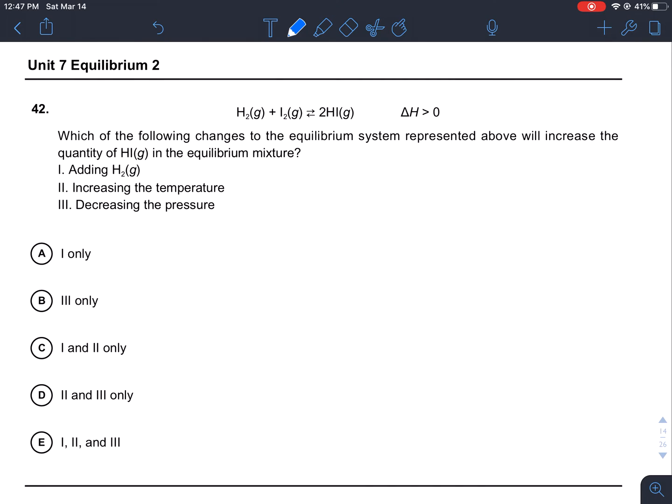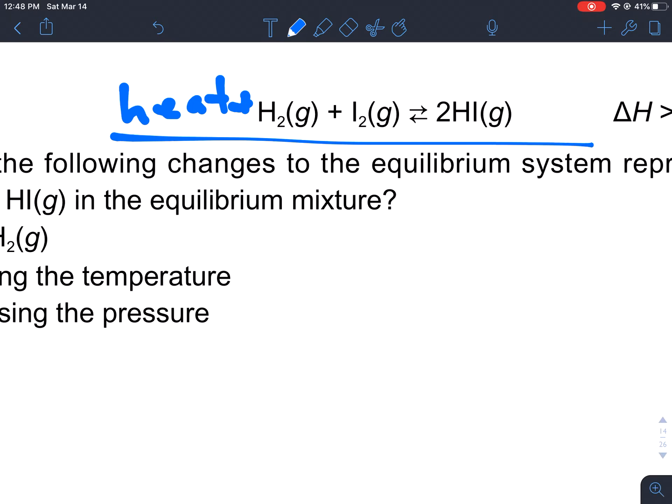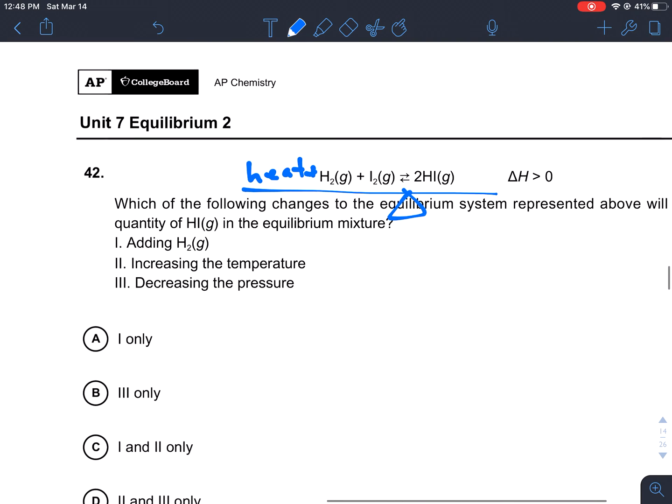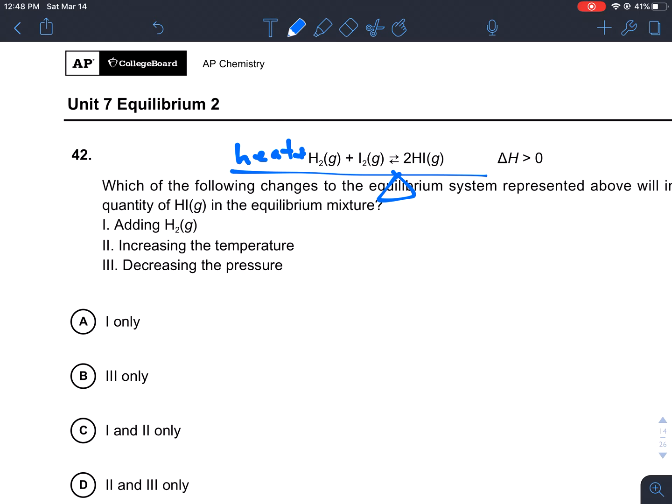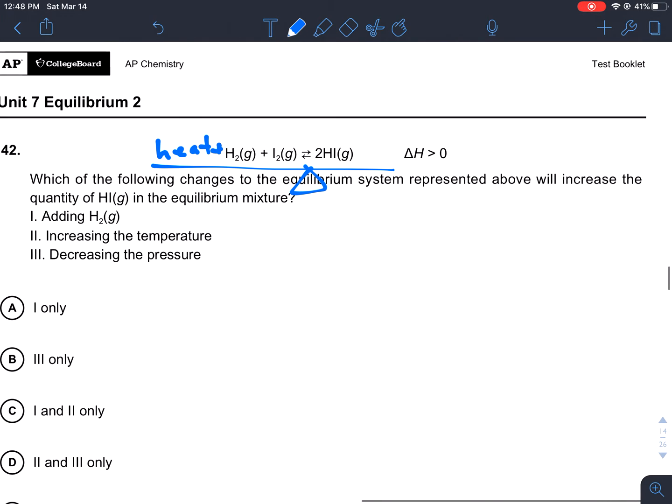42. Here we go. All right, I see that delta H is positive. If delta H is positive, then heat is a reactant. So again, think of your Le Chatelier ladder. Which of the following changes to the equilibrium system represented above will increase the quantity of HI in the equilibrium mixture? We're trying to increase HI. So if we're trying to increase HI, we want to get this to happen.